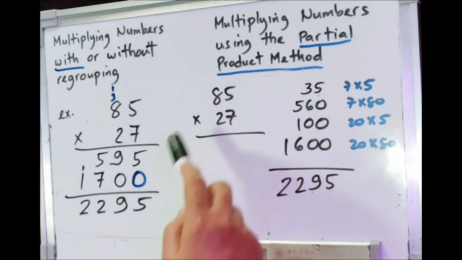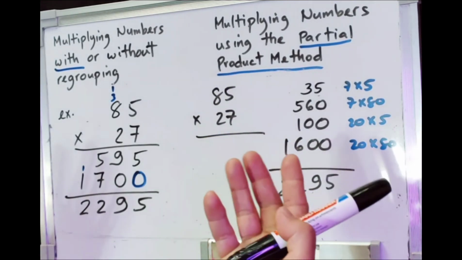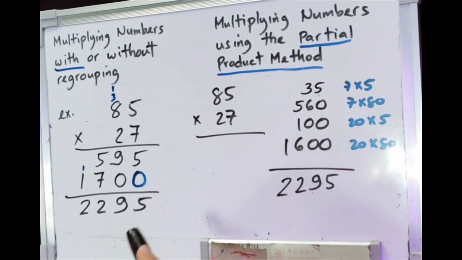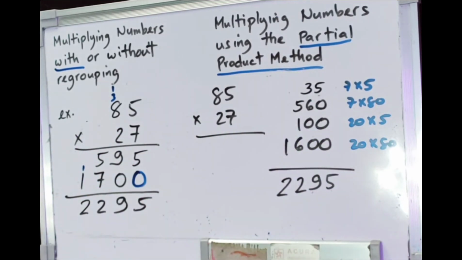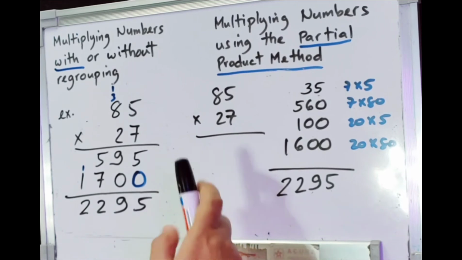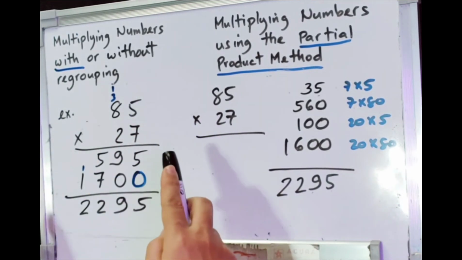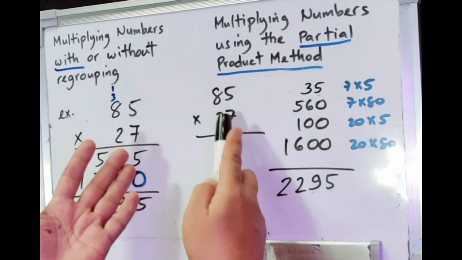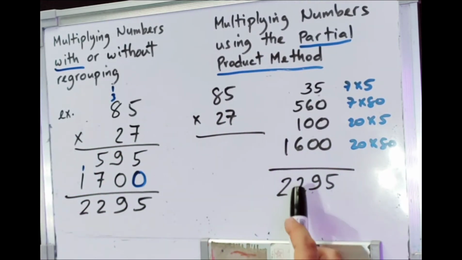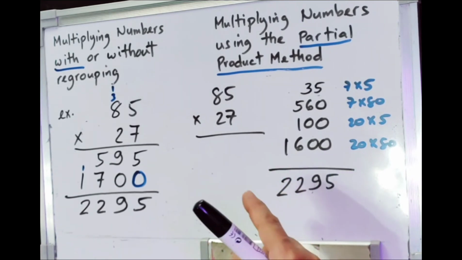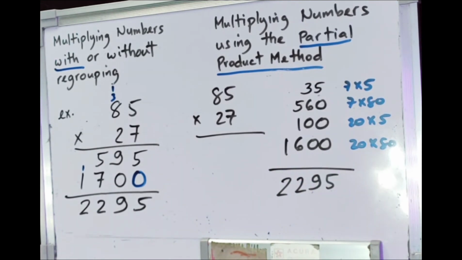Then next, 2 and 5. 2 times 5 is 10. But again, we put 0. Why? Because the value of 2 is 20. So 20 times 5, that's 100. Last but not the least, we have 2 and 8. 2 times 8 is 16, but there are 2 zeros here because 2 and 8 are both tens digits. So we have 1600.